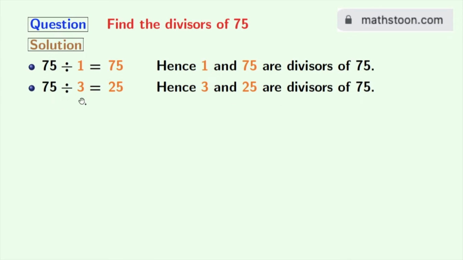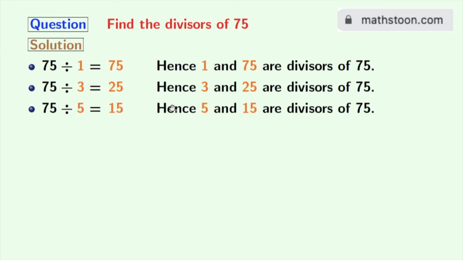Next comes 4, but this number also does not divide 75. So we will try for 5. 75 divided by 5 is 15. So 5 and 15 are the divisors of 75.